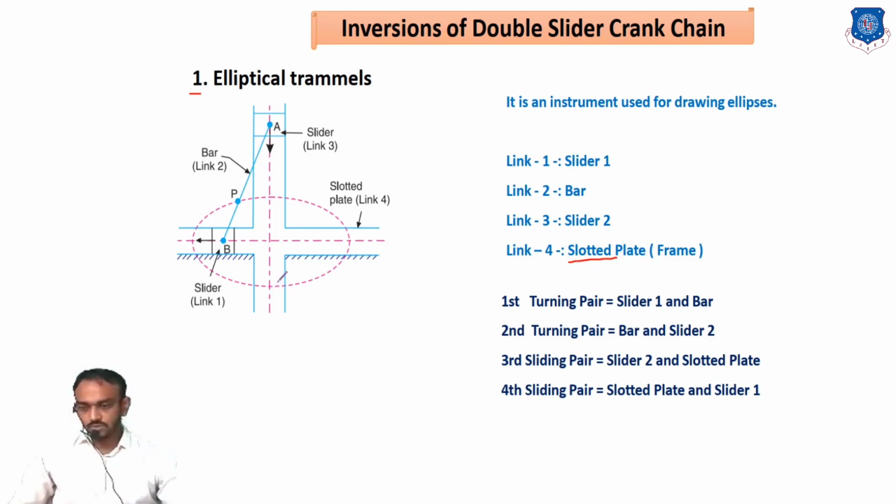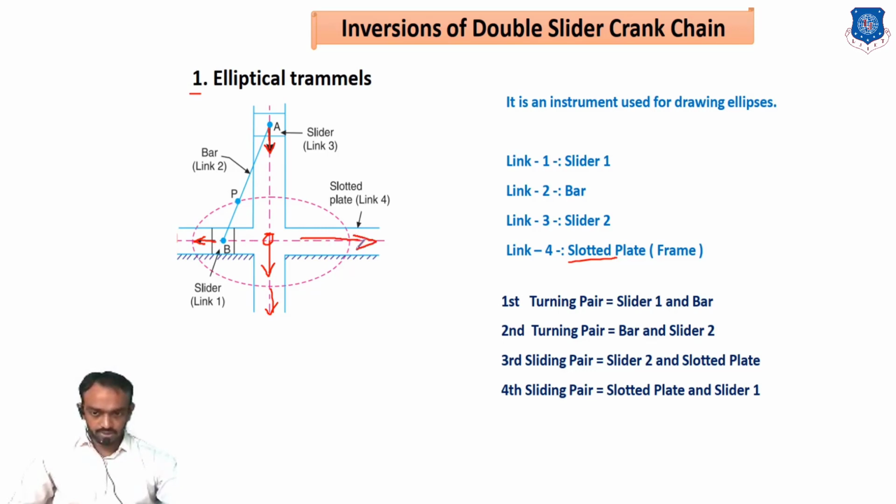So how does it work? Check this out. As the first slider moves outward, slider 2 moves downward. When slider 2 reaches the center point, slider 1 will be at the extreme position here. And when slider 2 comes below the horizontal line, the bar will return and go in this direction.